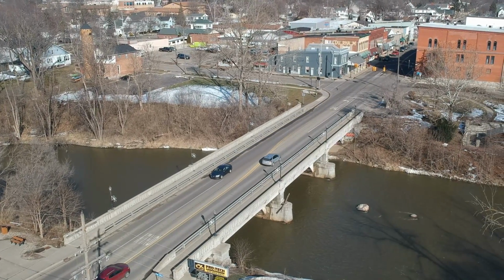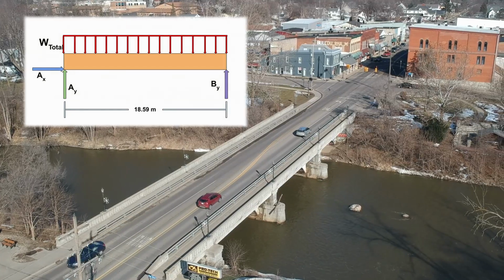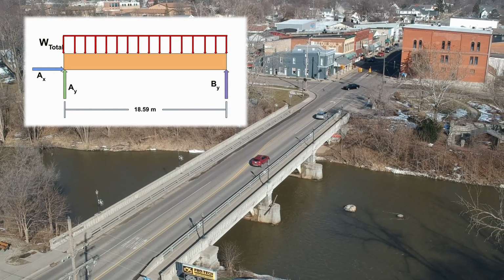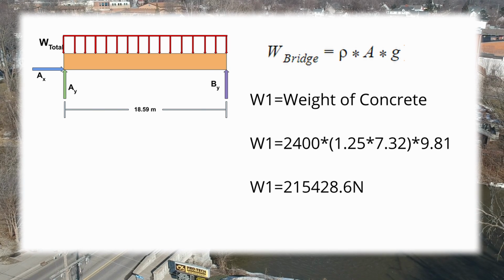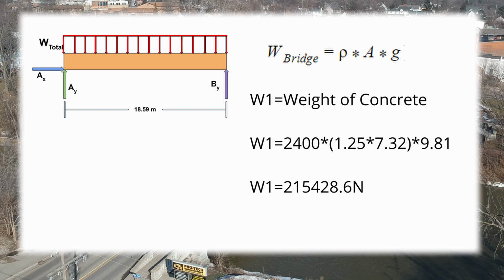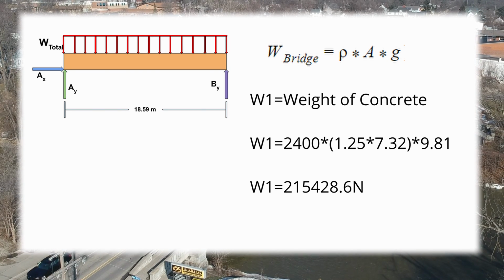For analysis, we first found the distributed loads acted on the bridge. Our first load is from the weight of the bridge itself. To find that, we used the equation WB equals rho, which was the density of concrete, times the cross-sectional area times gravity.